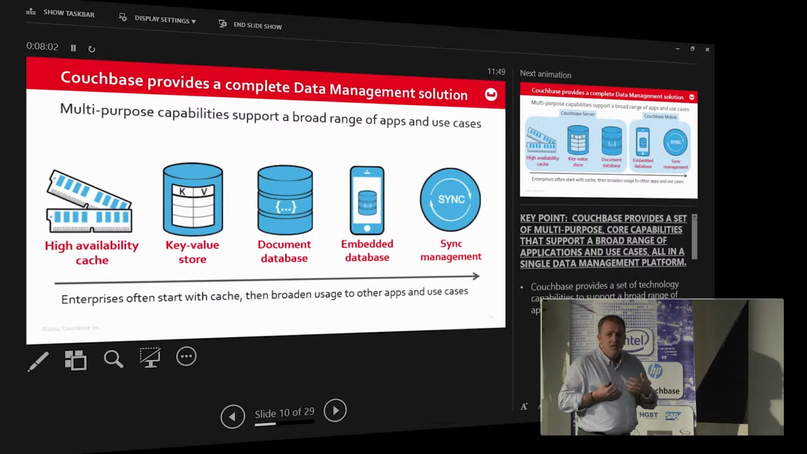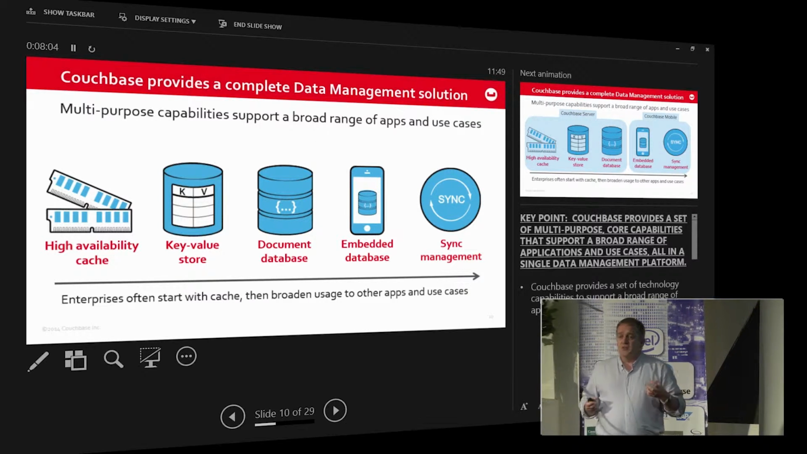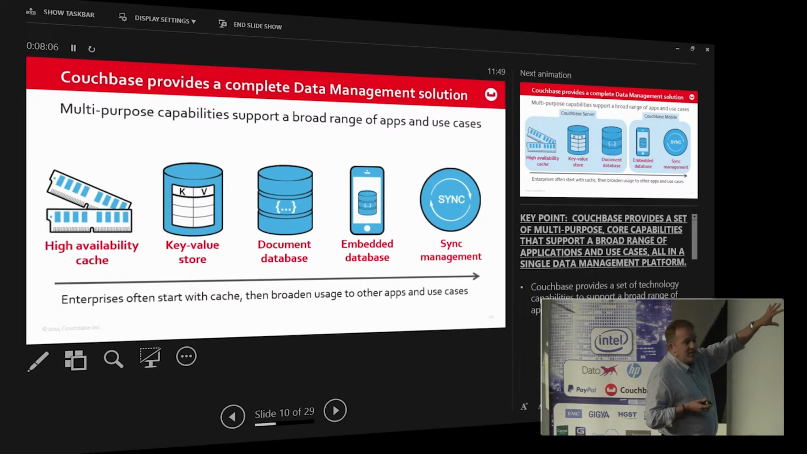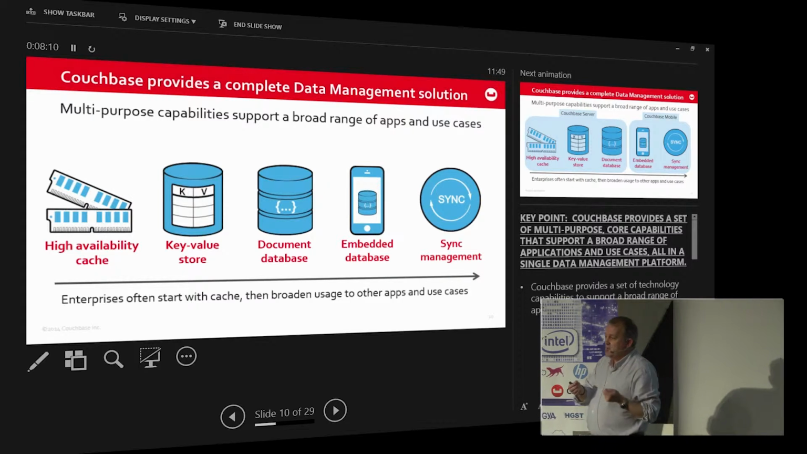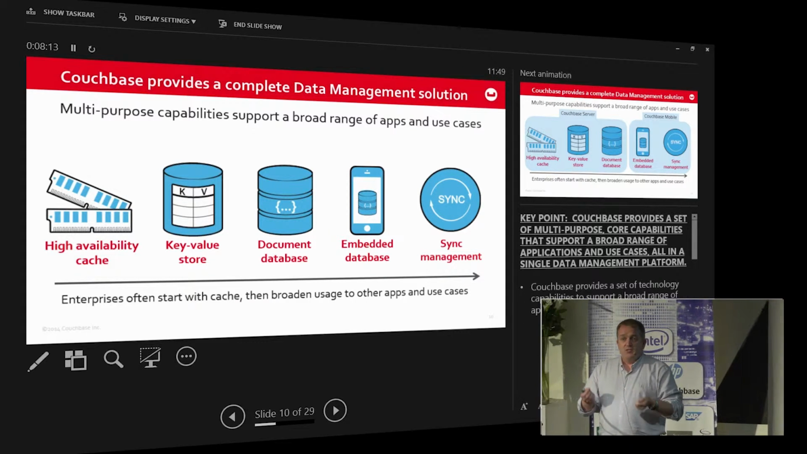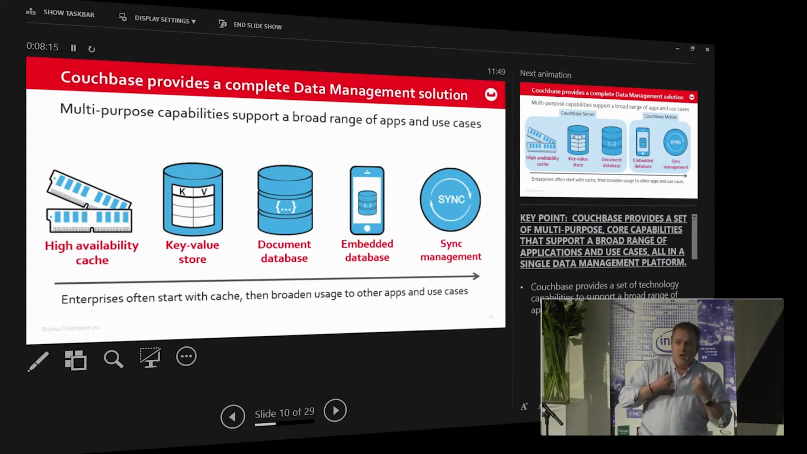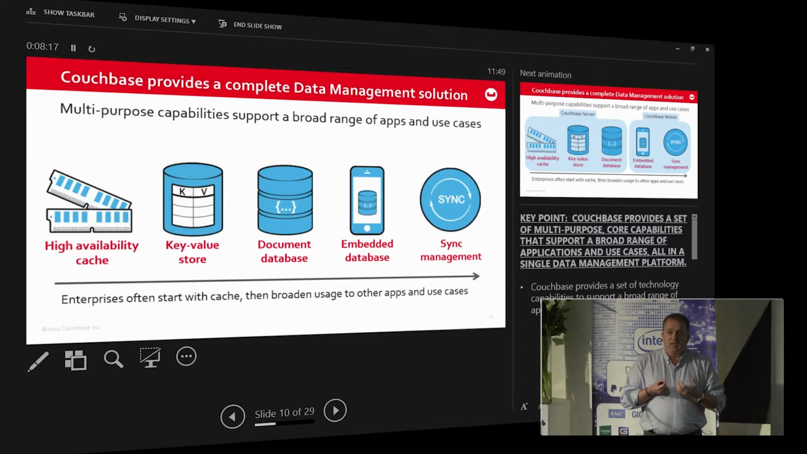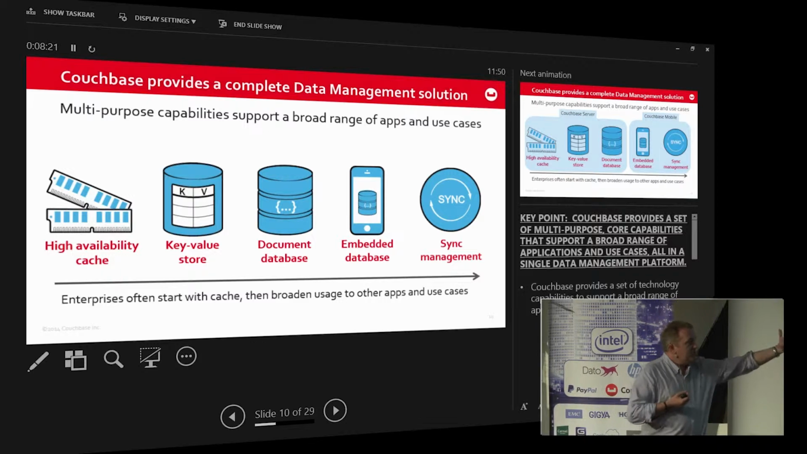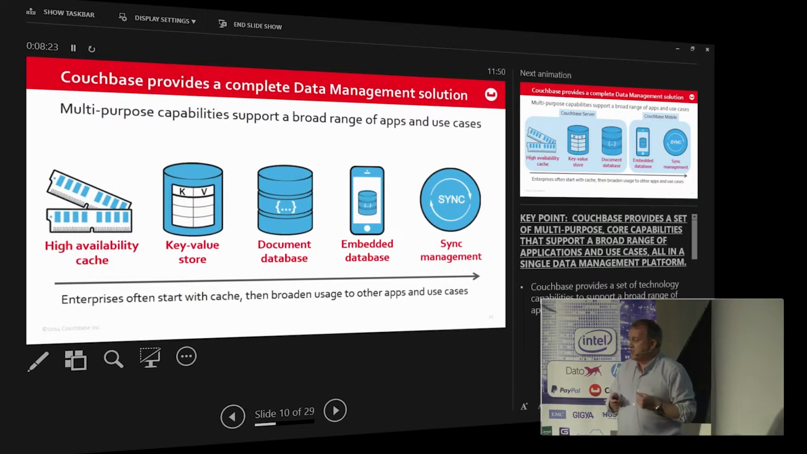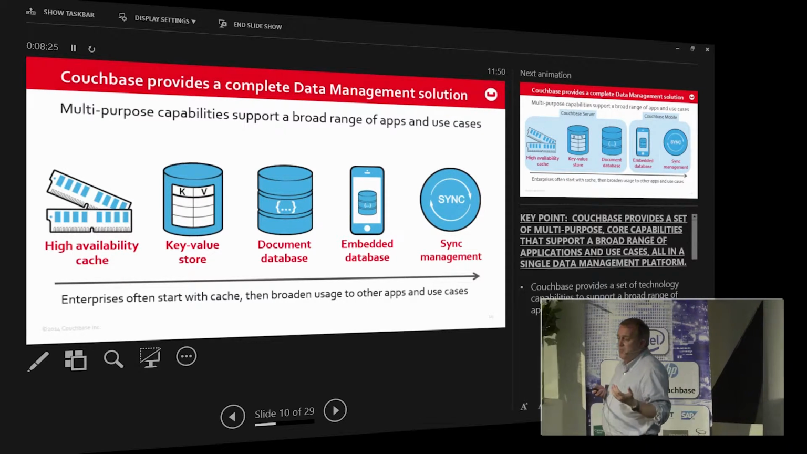So what do we provide? We actually find that an awful lot of customers start off with us as a highly available cache. So we're a caching solution in memory. So people were talking about memory being the storage layer. That's what we do. People can store their data in a highly available cache that then can persist to disk. People then tend to progress across this arrow over to being a key value store and then a document database.